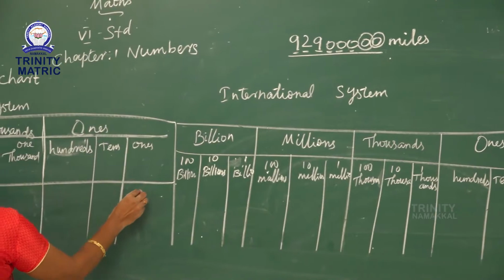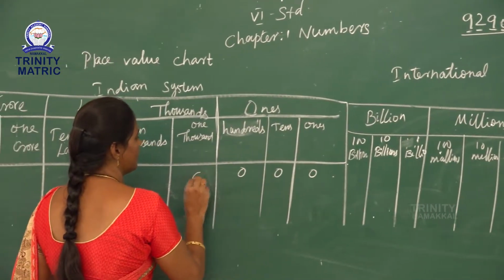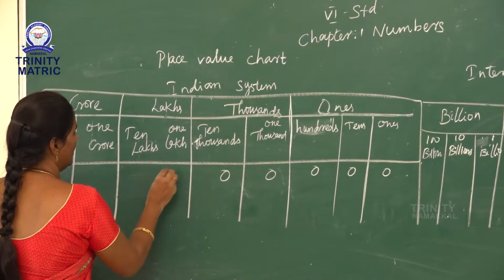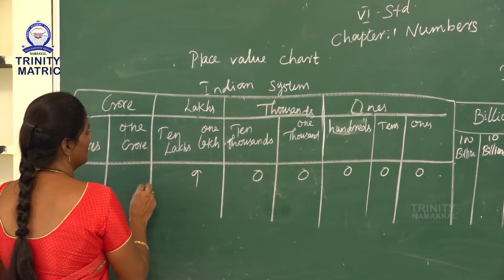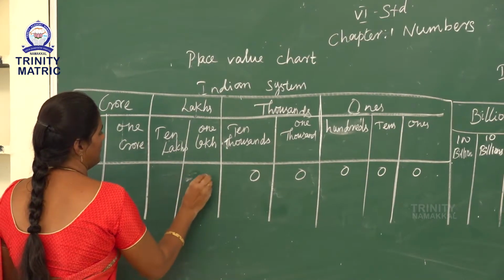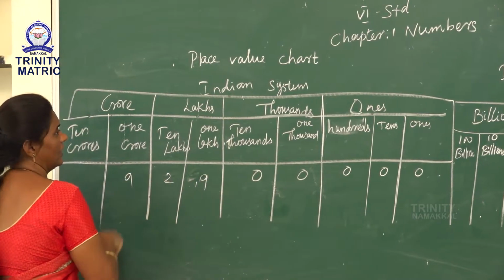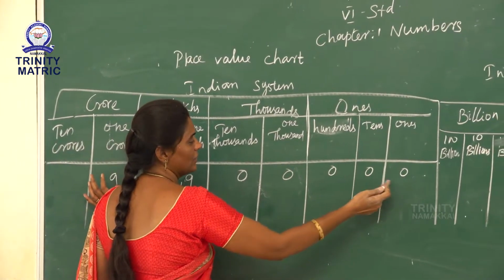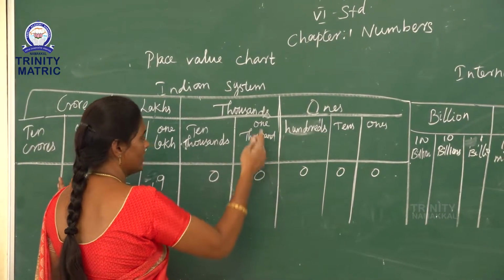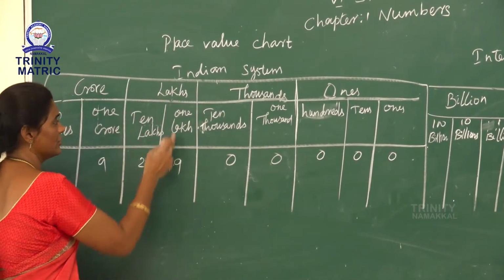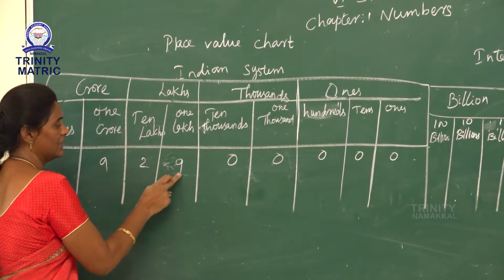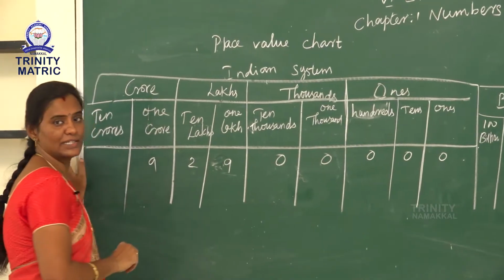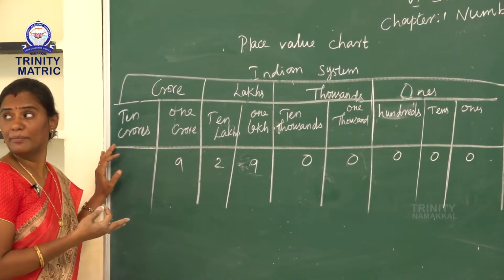See right here, 0, 9, 2, 9. Now read this one, 0, 0, 0. In the thousands place 0, 10,000s place also 0. In the 1 lakh place 9, 10 lakh place 2. Here the crore place is 9. Now we read this number.